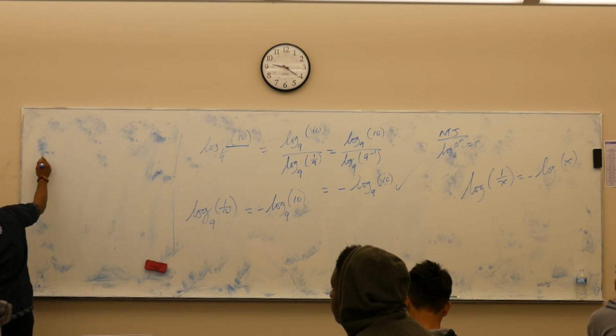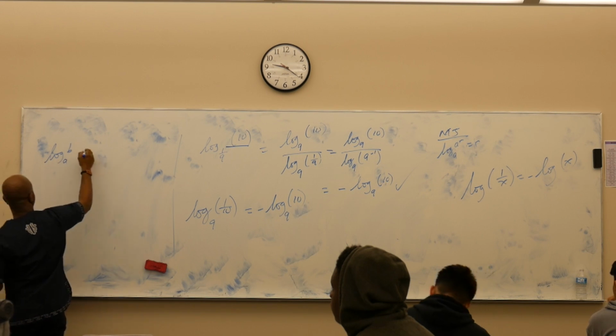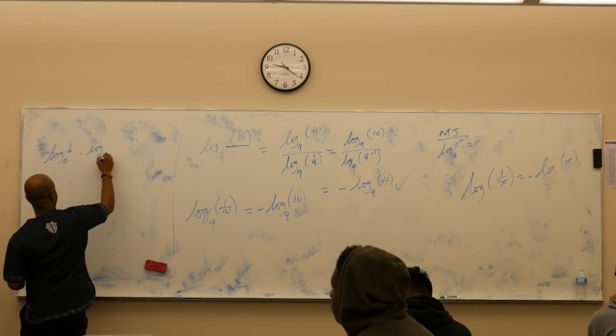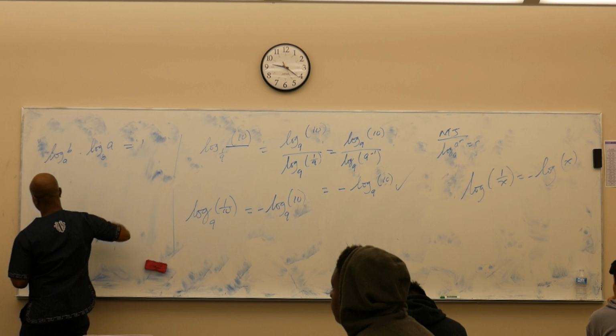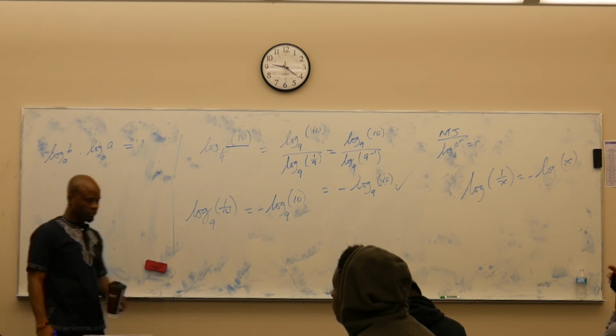So they want us to show that the log base A of B, if I multiply that by the log base B of A, I should get 1. That's what they want me to show. So let's show them.